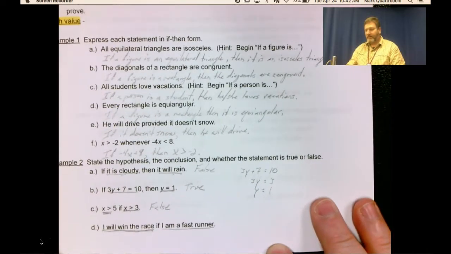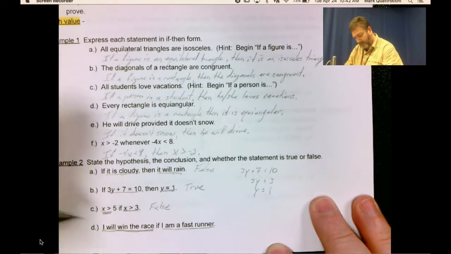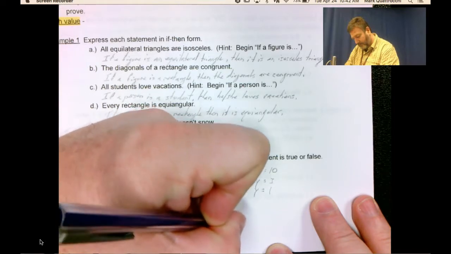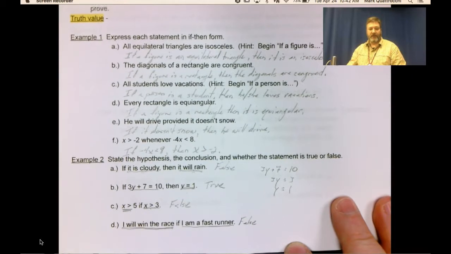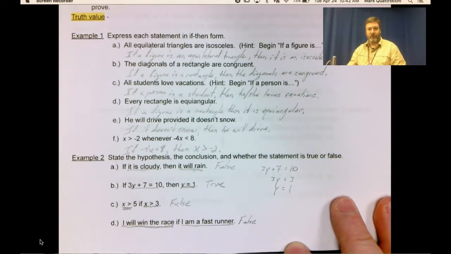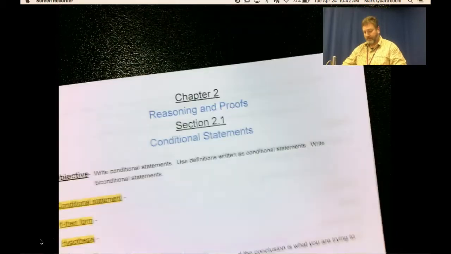Is this a true statement or a false statement? This is a false statement for a variety of reasons. One, just because you're a fast runner doesn't mean you're the fastest runner and you're going to win the race. Two, just because you're a fast runner doesn't even mean that this is a running race. This could be a car race, or a motorcycle race, or a bicycle race, swimming race. And a fast runner is not going to do you a lot of good in those types of races, so it doesn't guarantee you that you're going to win the race. All right.